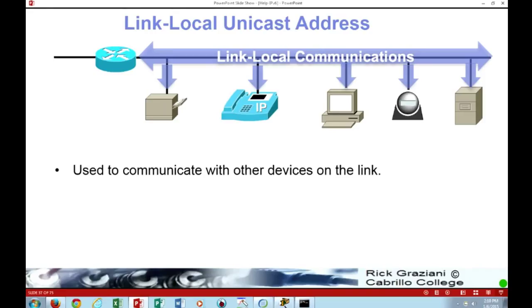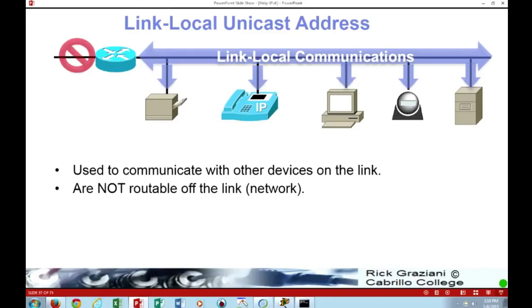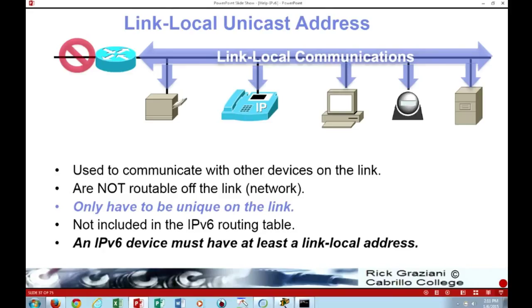A link local address allows any IPv6 device to communicate with any other IPv6 device on its own link, on its own network. Let me talk about why that's important. These addresses are not routable off the link. You only have to be unique on the link. To be an IPv6 device, your computer does not need a global unicast address. It only needs one IPv6 address that it must have. And guess what that is? A link local address.